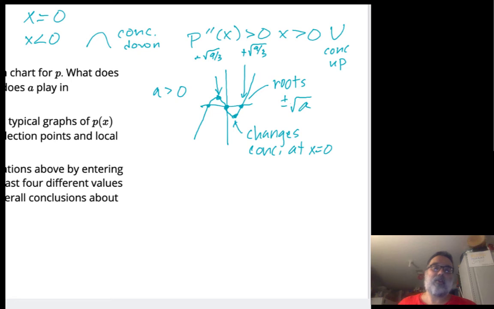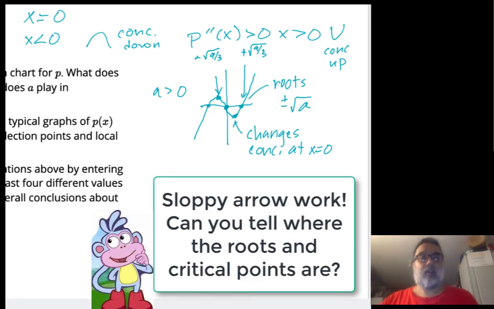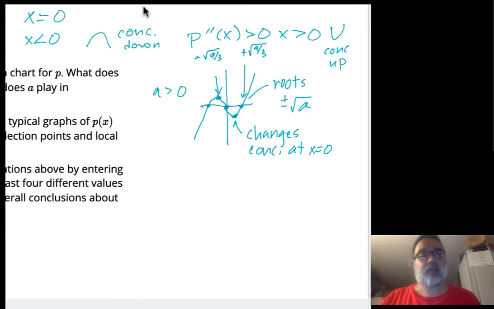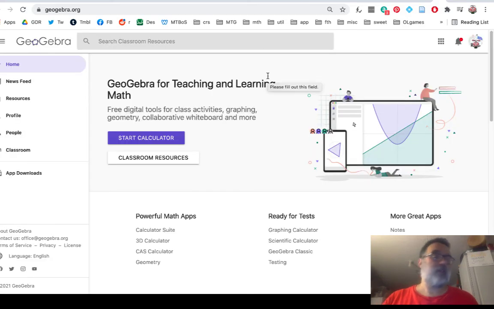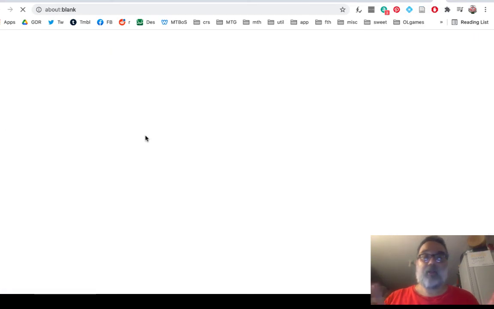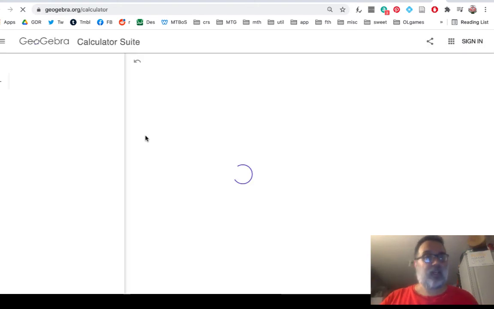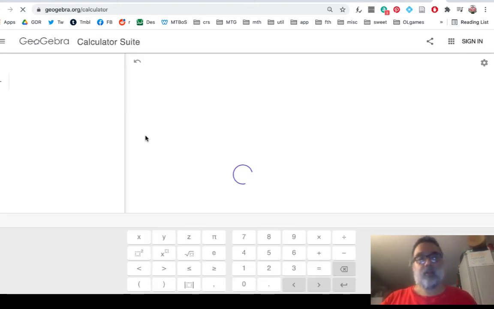Finally, use a graphing utility, test your observations above by entering and plotting the function p of x equals x cubed minus ax. So we could definitely use Desmos. I'm going to use GeoGebra just because you probably have used that a little less, and we'll see what happens. I mostly use the desktop GeoGebra instead of this online, but it's pretty intuitive. If I sign in, then I'd be able to save my file.